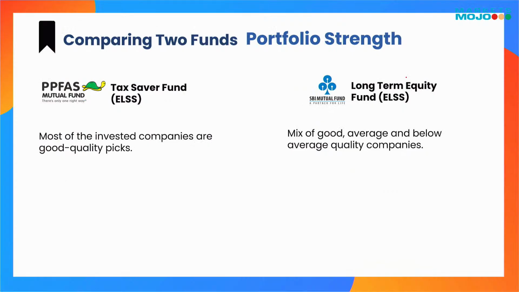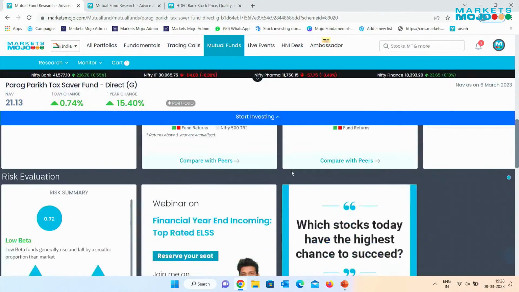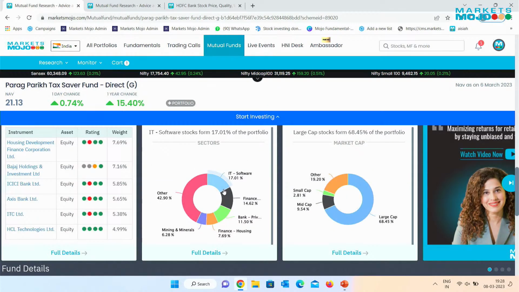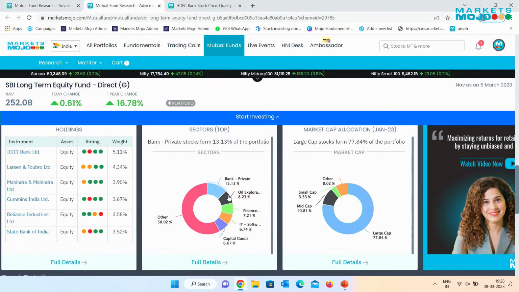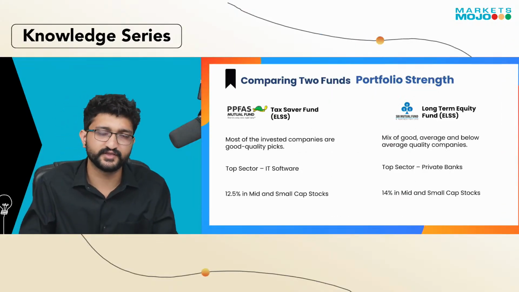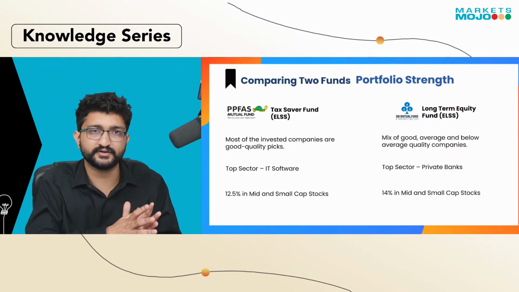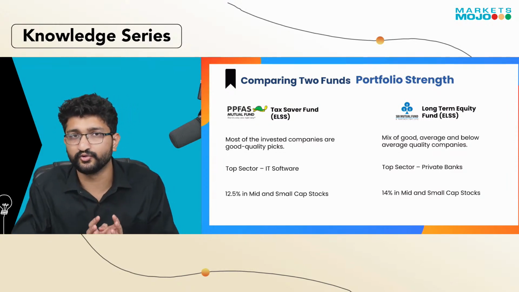So this is where you can also see things like the top sector, which I've already shown you before, which is IT software for this particular fund. Then it comes to finance, and so on and so forth. And for this particular scheme, if you see over here, it's banks and private. And also the allocation over here. So here you can actually compare the portfolio strength of the two different mutual fund schemes. So we've looked at return and consistency, risk of that fund and risk adjusted returns, and also portfolio strength.